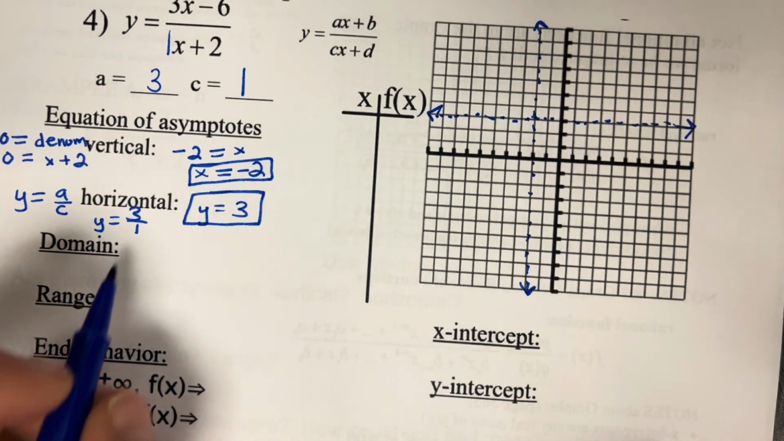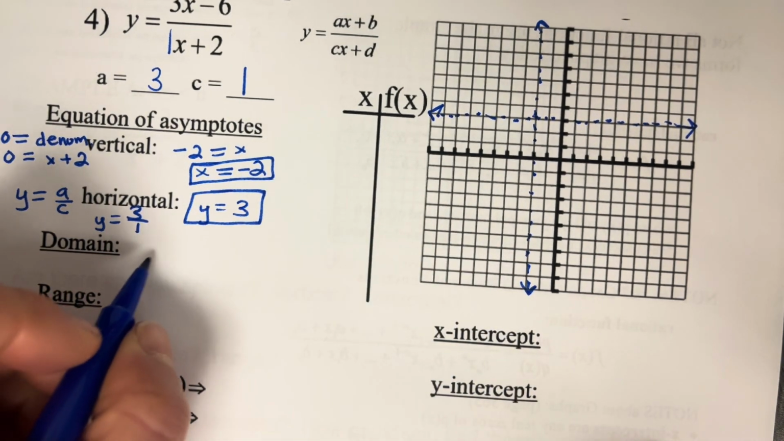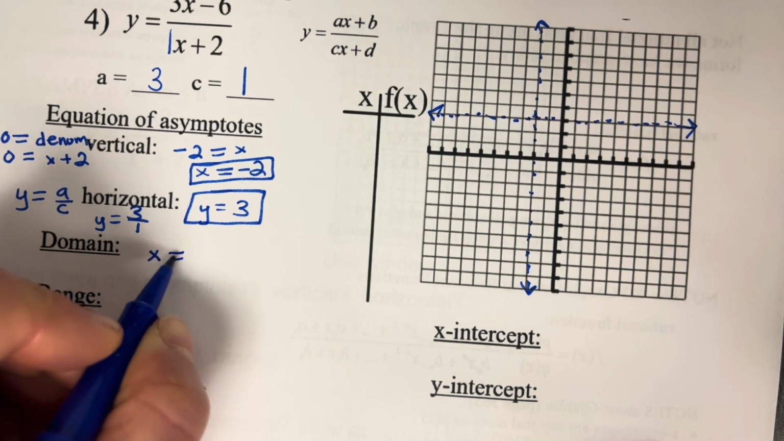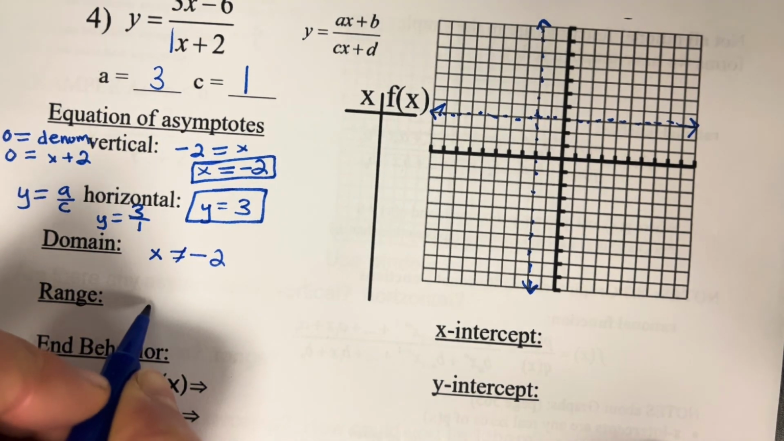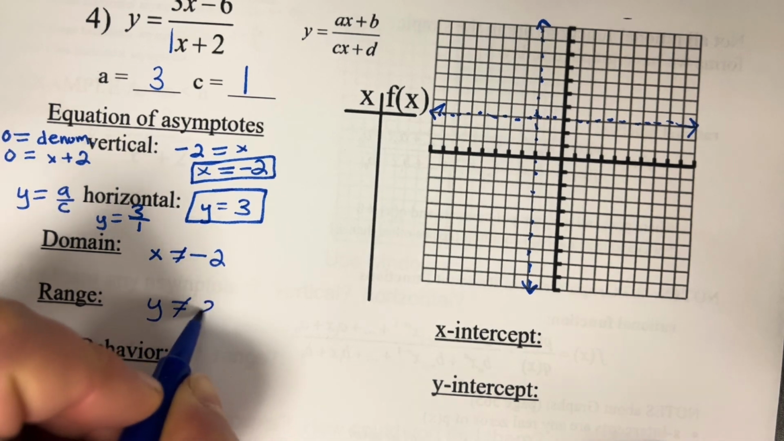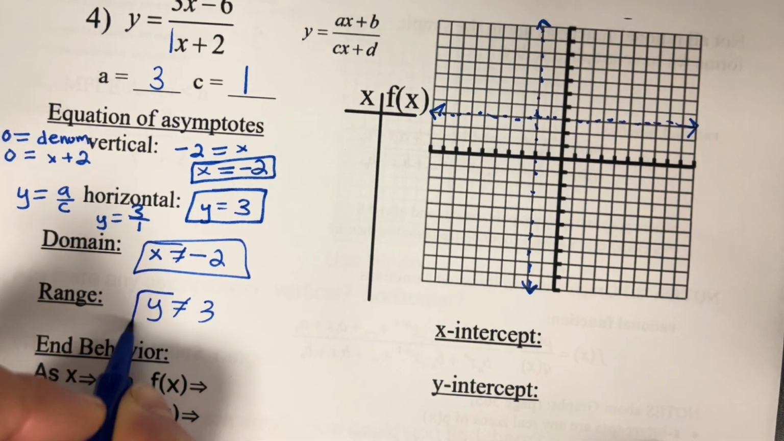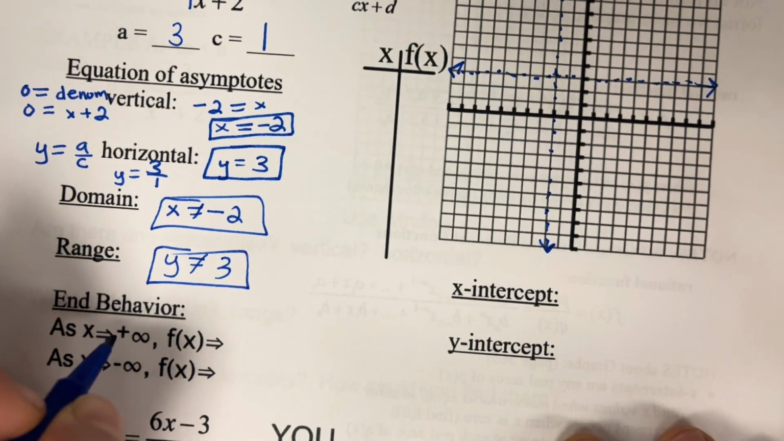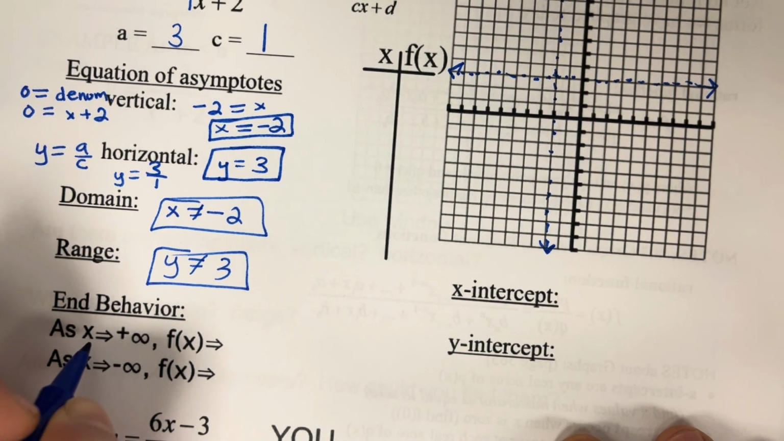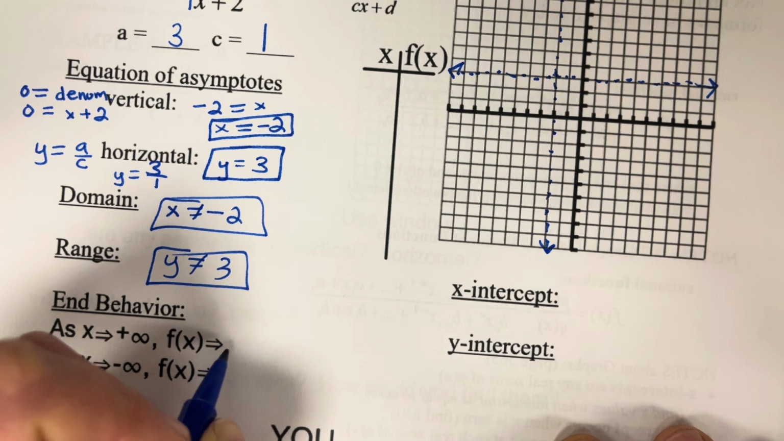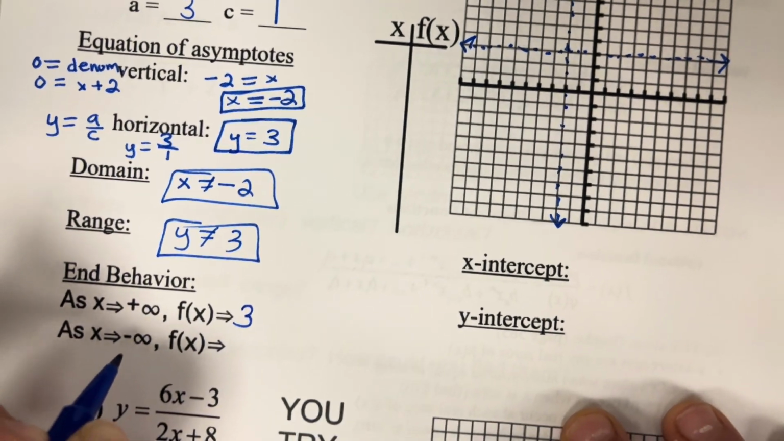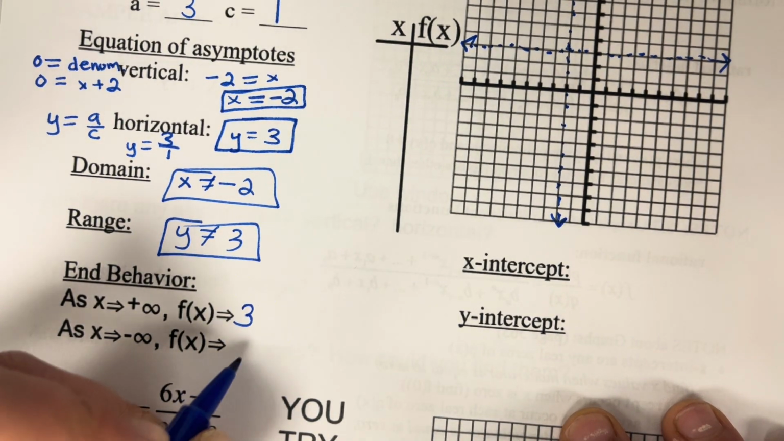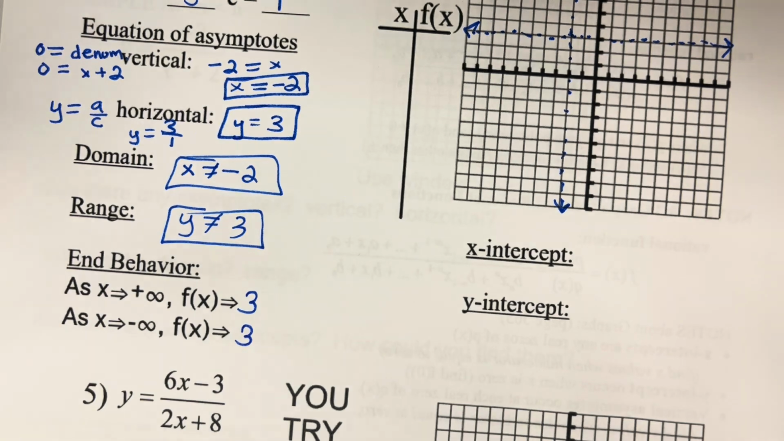And then we're going to think about domain and range. So domain, all the possible x values. Well, we know x can be anything except negative 2. So x cannot equal negative 2. Range, y cannot equal 3. And behavior, similar to before, as x goes to positive infinity, f of x, the function, will approach that horizontal asymptote of 3. So it'll never reach 3, but it will approach it. Same thing going toward negative infinity, it's going to approach 3.